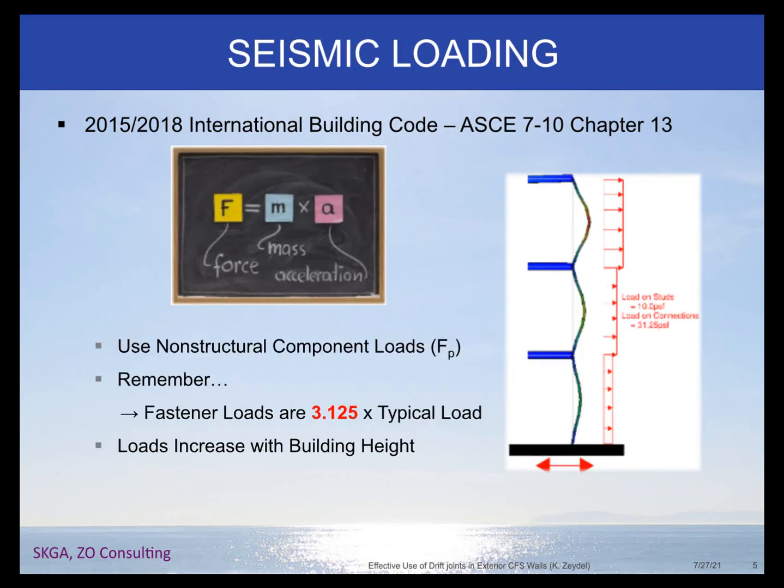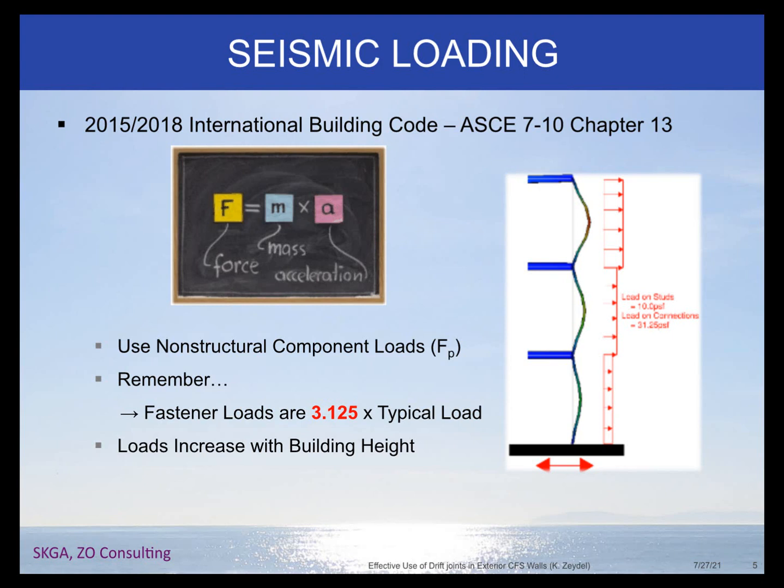For seismic load, I just realized I didn't update this slide because 2018 is now ASCE 7-16. But the idea didn't change. There are some changes coming up in the next ASCE, but we have a few years to worry about that. You're going to be using your FP loads. Something to remember is that your fasteners have to be designed for a higher load because the Rp value and ap value are different for fasteners versus the actual wall framing. What that means is that your connectors are designed for a little more than 3 times the load that your wall studs are designed for, and your loads increase up the building height.